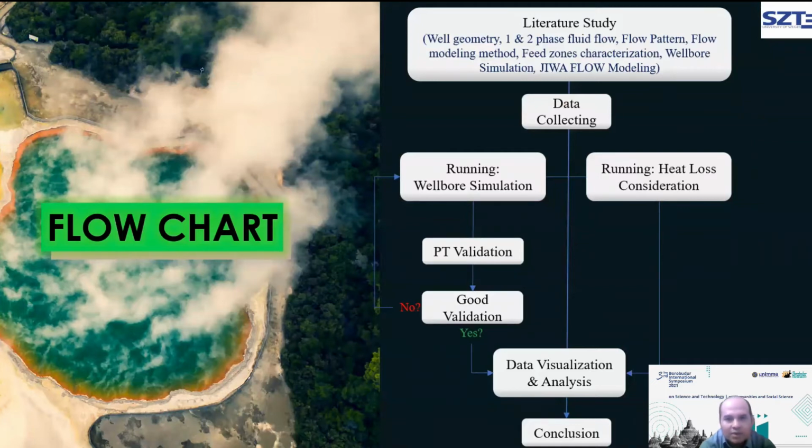In the flow process, there are two main concerns. Of course, after collecting the data and doing the literature study, first we run the general simulations, then we will run it again with the heat loss consideration. And of course, for the validations, we need pressure and temperature validations to make sure that the data is run good and precise enough.